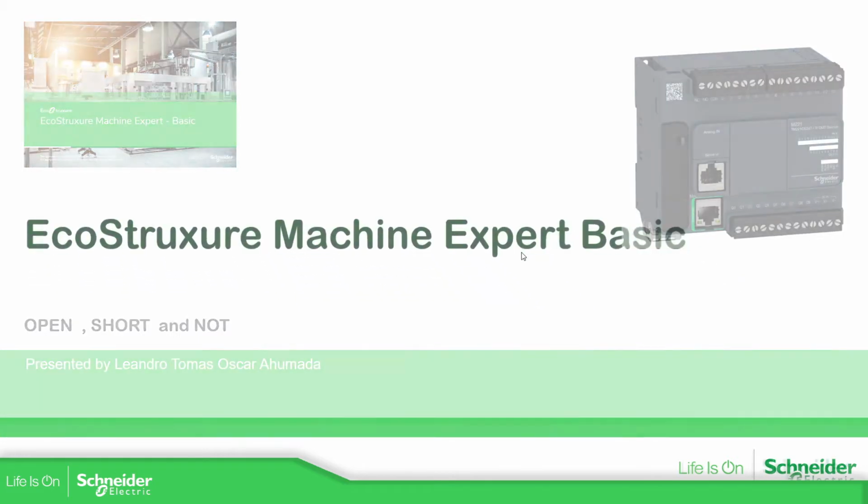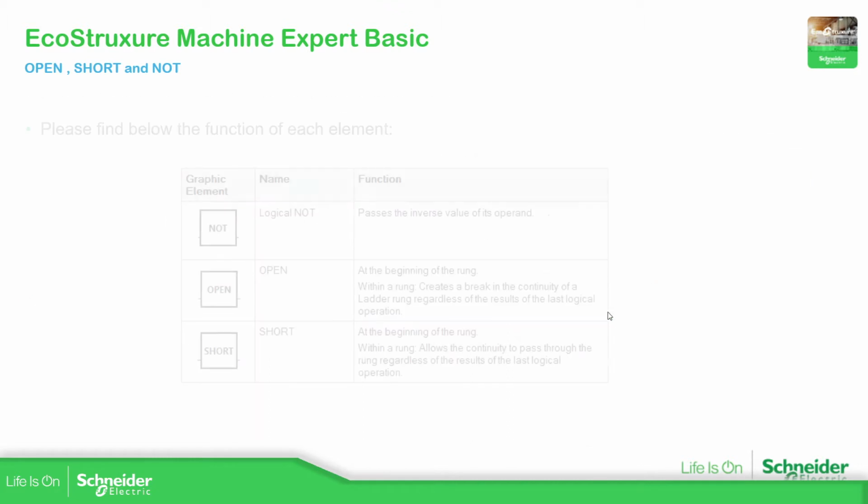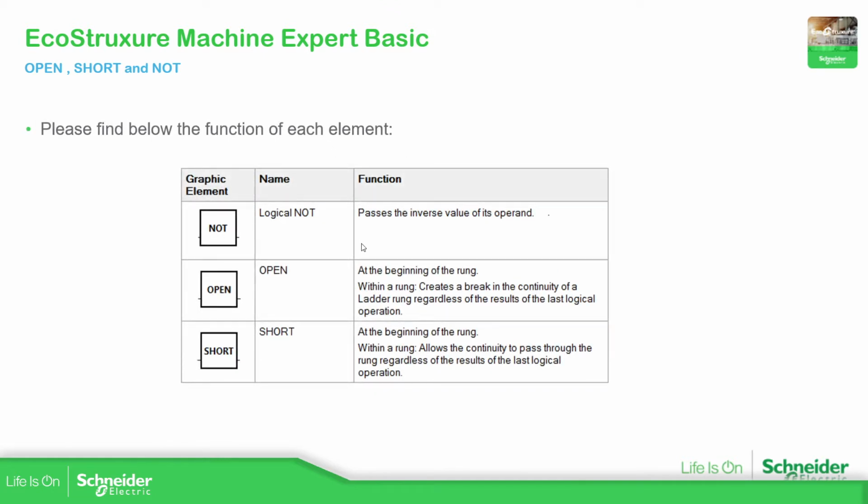In order to add these three objects, it's very simple. Once we have created the application, we just need to go to the programming and then select this icon for the plus, and then we have these three icons: not, open, and short. In the next part of this presentation, we can see in detail what each of them means.